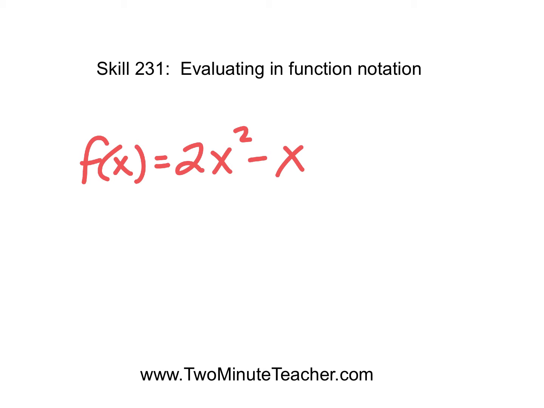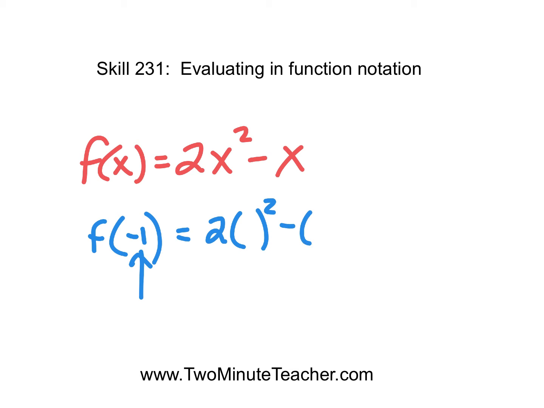So on skill 231, what we're looking at is a function, and we're putting a number into the function. For example, let's say your teacher asks you to figure out what f of -1 would be. What they're saying is, this is where x usually goes. So they're saying, put in a -1 where x is. So when I rewrite this, I'm going to put an empty parenthesis where x was. I think that's the best way to do it.